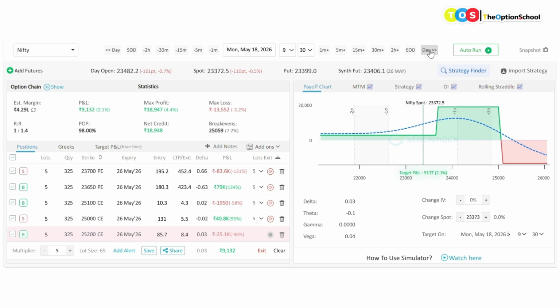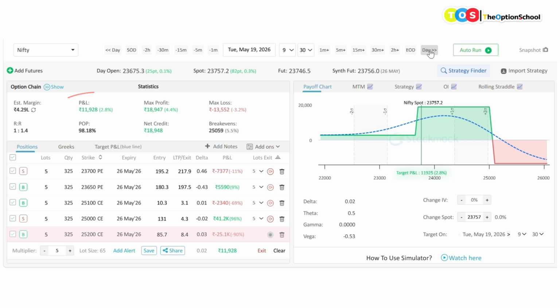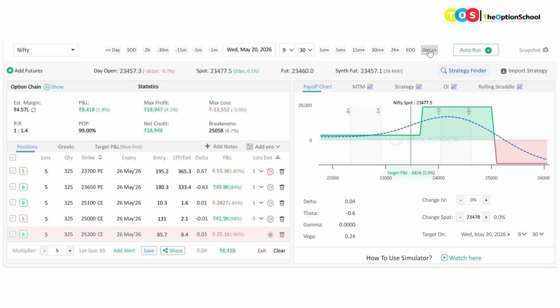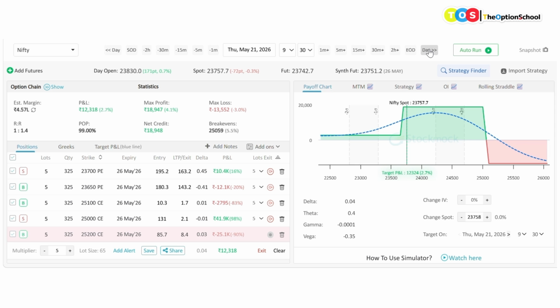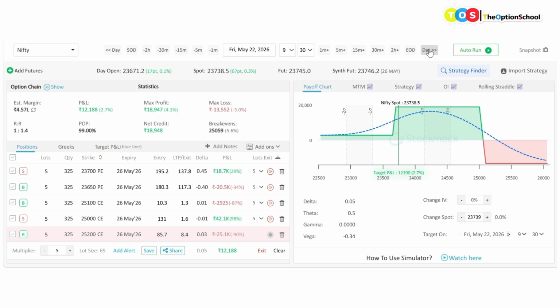Next day, okay, it has gone down. Still, I'm making 9132. Next day, very good profit, 11,000 rupees profit on 19th of May. There is hardly anything left on the call side. We can definitely remove this position also if required. Next day, we're just continuing with the same trade. Let us see. Next day, okay, 12,000, 12,188.